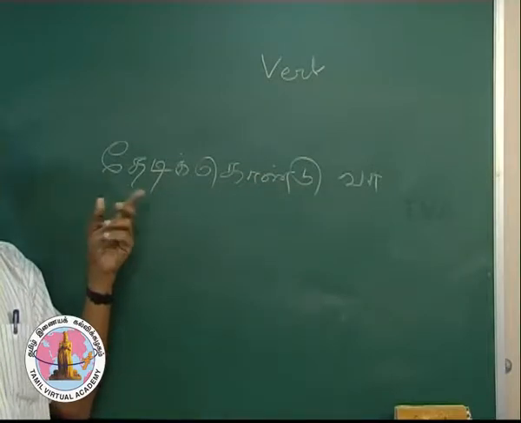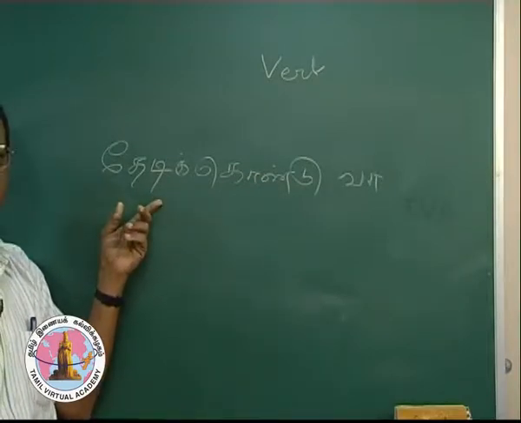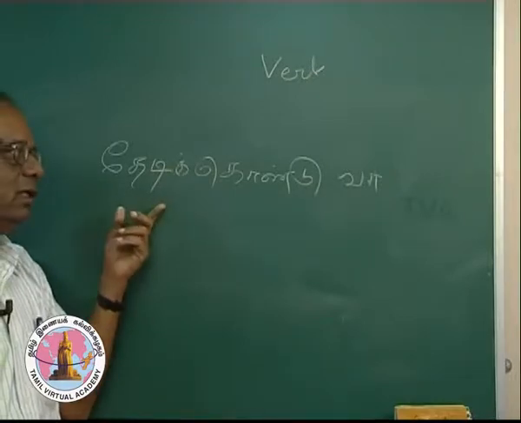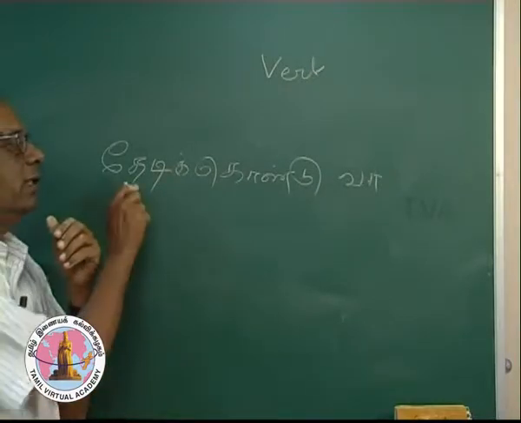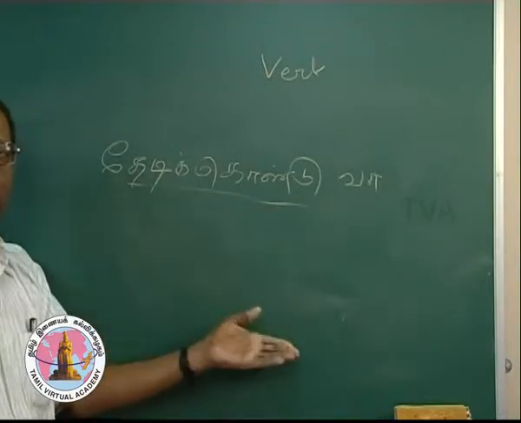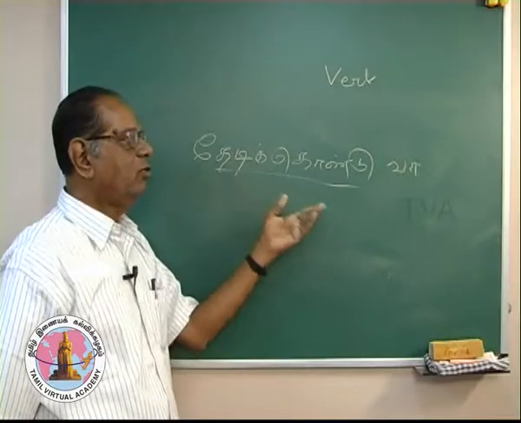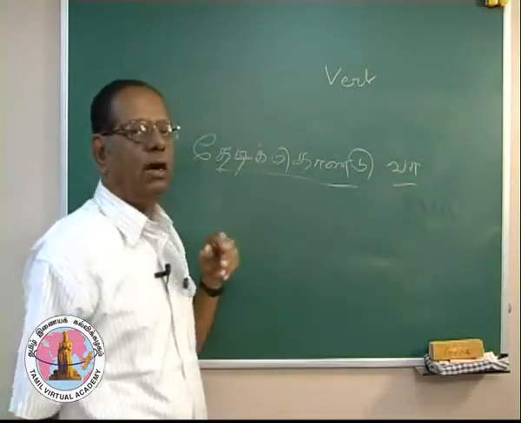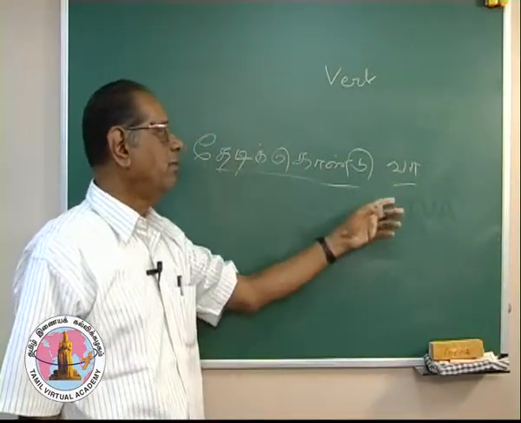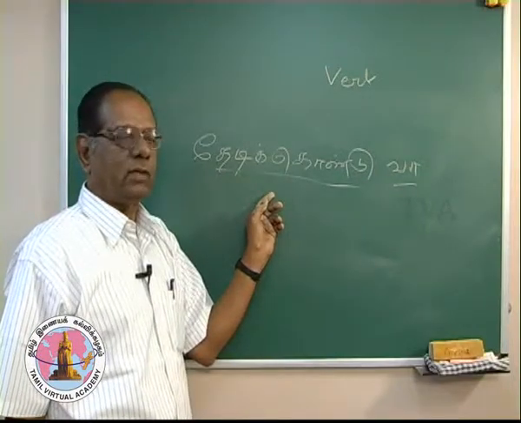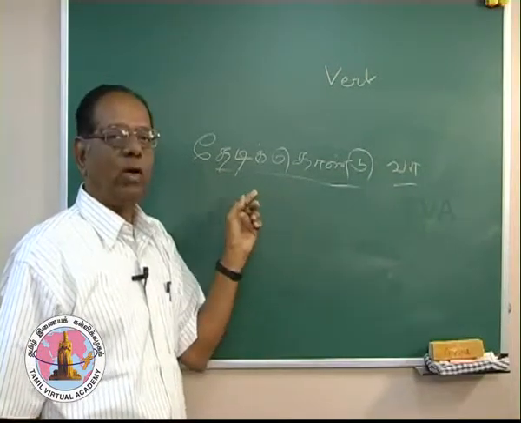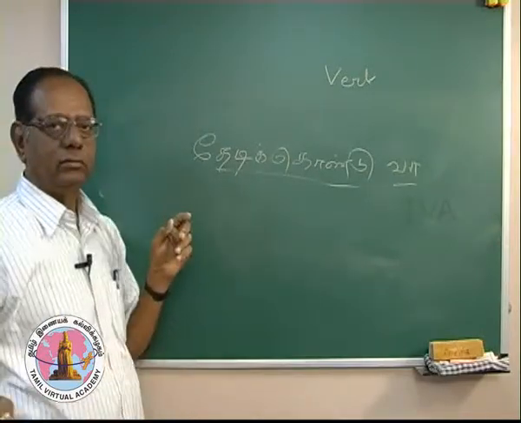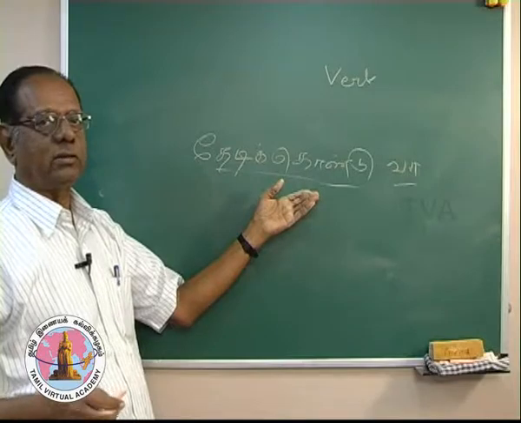I tried to give you an exercise. So better remember this. Try to practice it at home and come. தேடிக்கொண்டு, I used it earlier. தேடிக்கொண்டு searching. வா, come. Come searching. Come searching for what? Anything. So this must have an object.